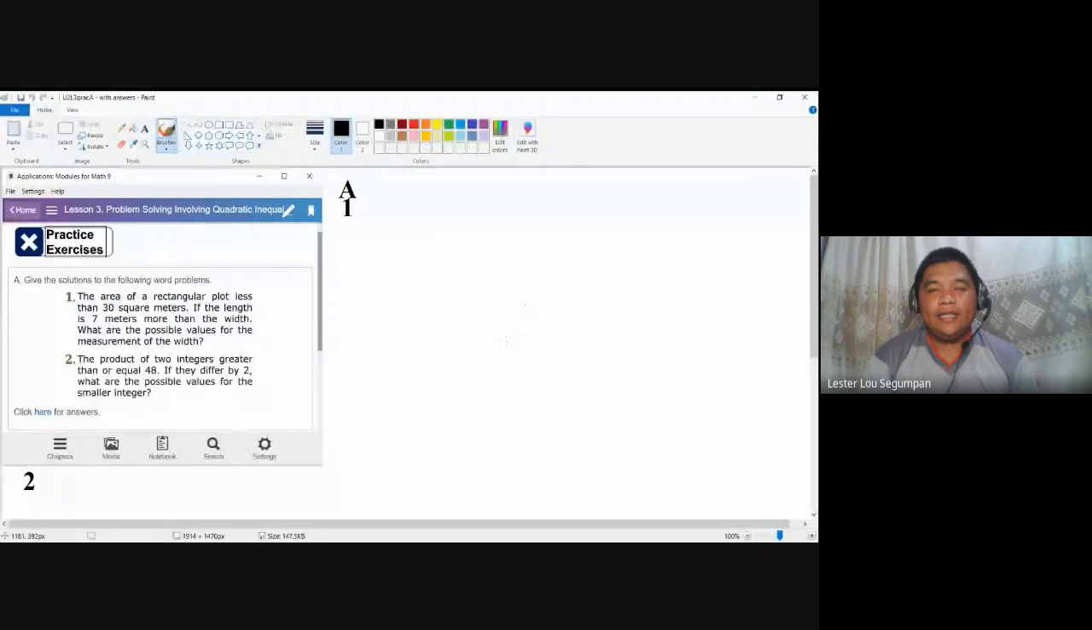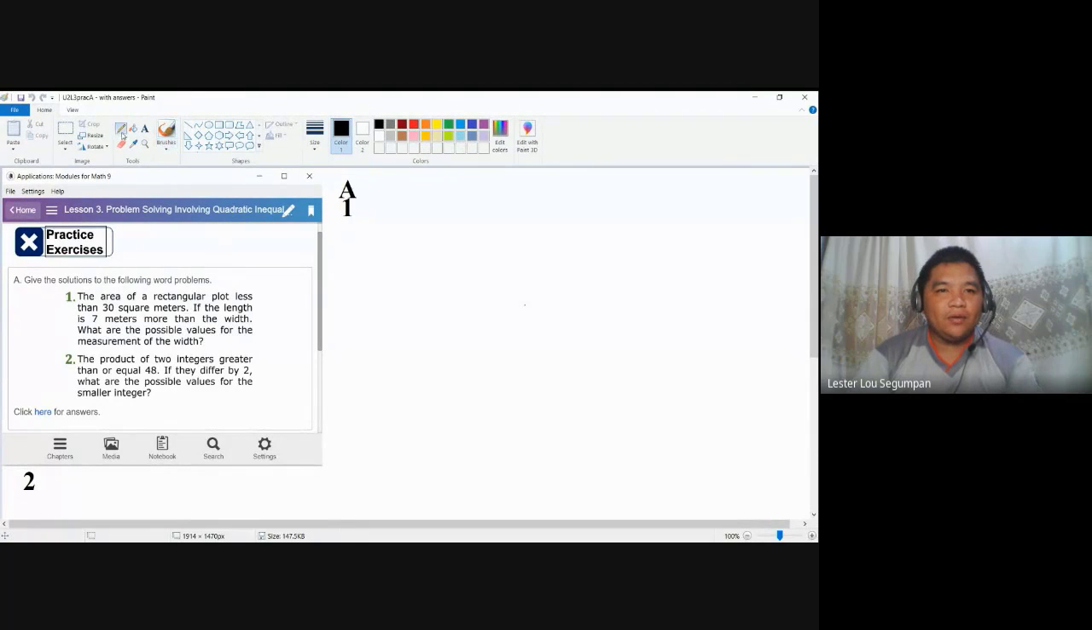I'll try to solve word problems which will actually involve the concept of quadratic inequalities. Let me share with you a practice exercise containing two real life problems which will again need the concept of solving quadratic inequalities.